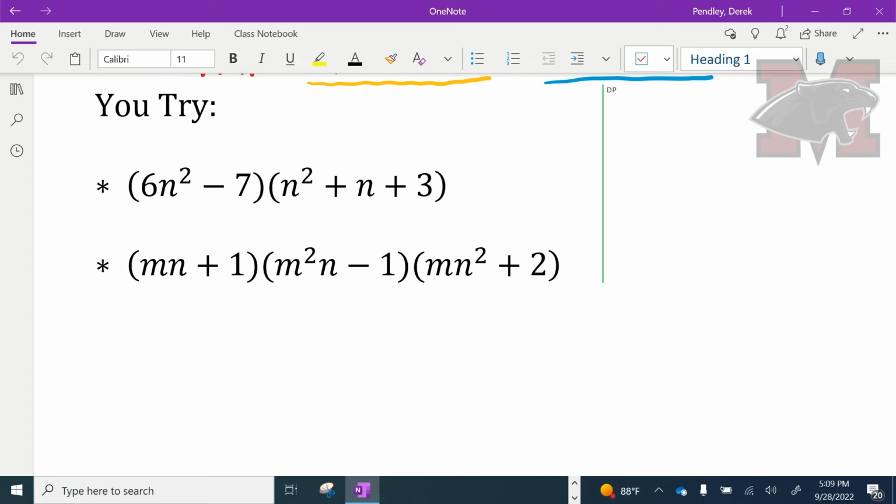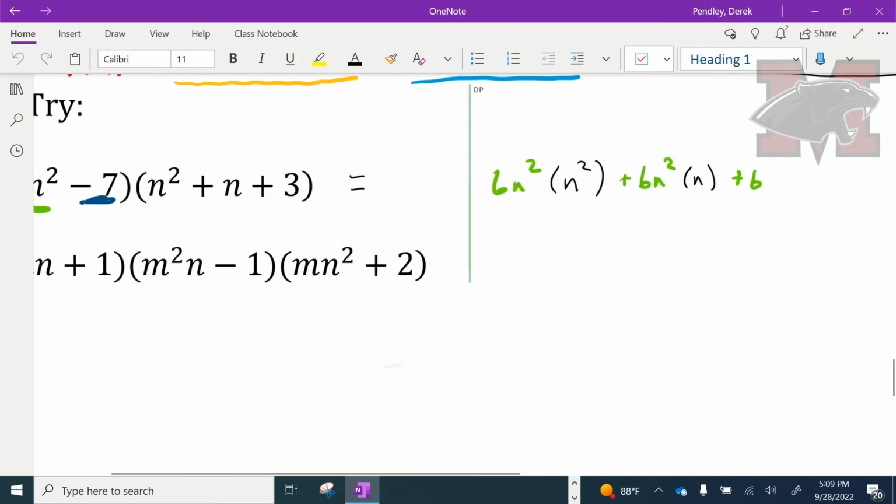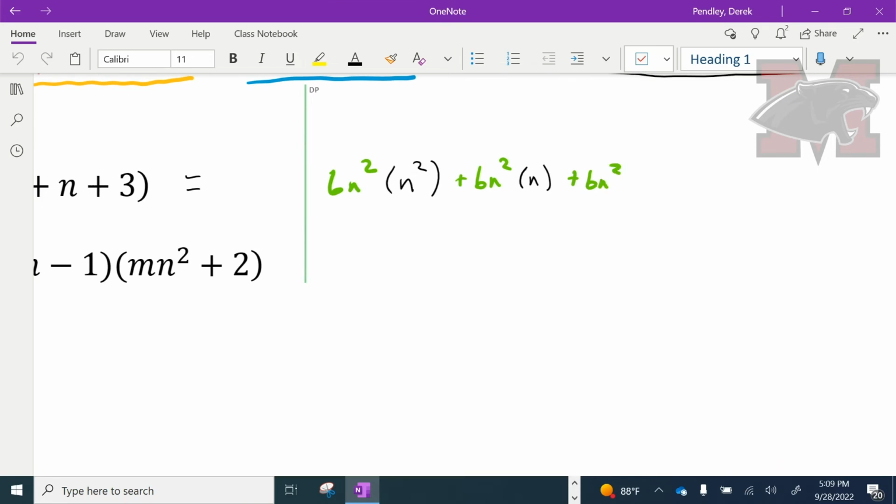All right, welcome back. Let's take this first one, and I'm going to do this one in green and this one in blue. I want you to check your work here. So by doing this, you have 6n squared that I'm going to multiply by n squared. And then I'm going to have the plus 6n squared multiplied by the n. And then I'm going to have the plus 6n squared multiplied by the 3.